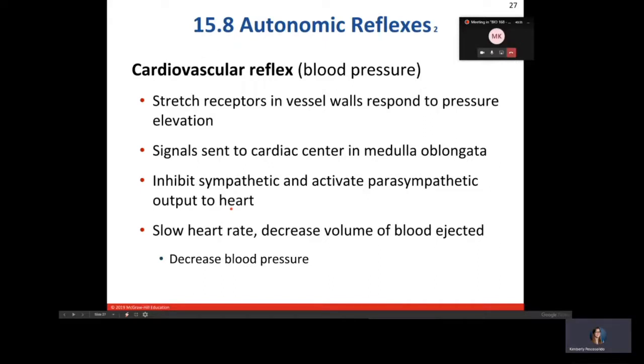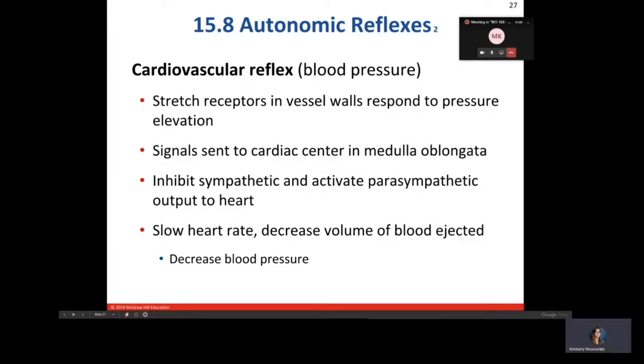So the first one we'll talk about is blood pressure. And remember that our autonomic nervous system is very concerned with maintaining homeostasis, right? That's an important survival mechanism because we need to maintain homeostasis in order to survive. So the cardiovascular reflex has to do with blood pressure. And there are stretch receptors in our blood vessel walls. So think about if our blood vessel walls are getting extra stretched. Do you think there's high blood pressure or low blood pressure? There's high blood pressure, right?